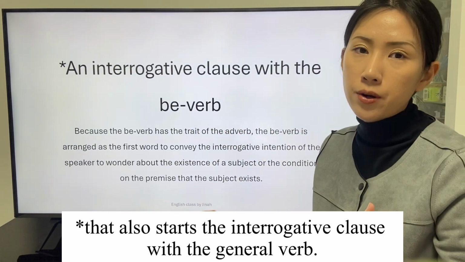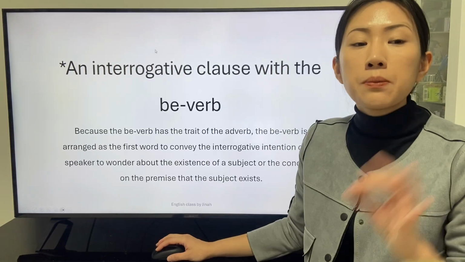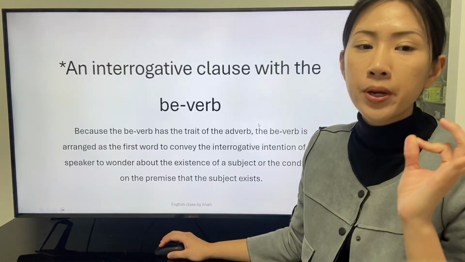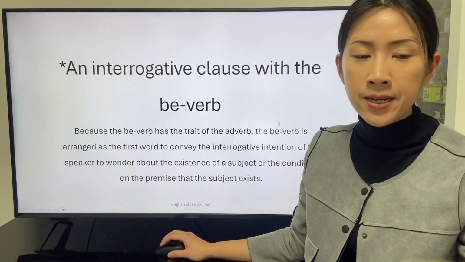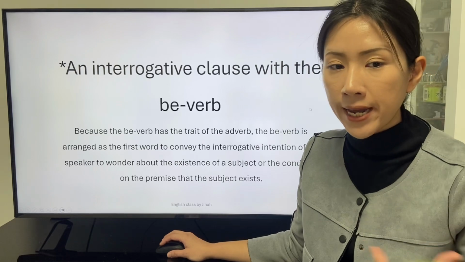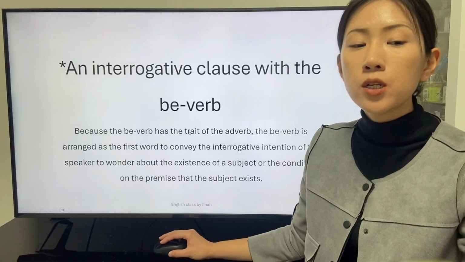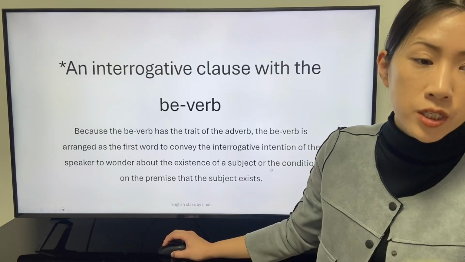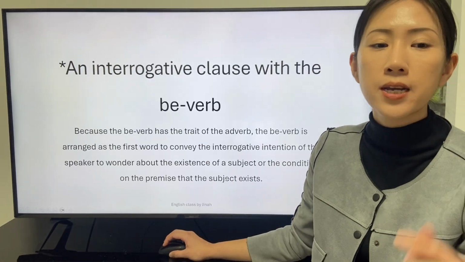The general verb. Because the be-verb has the trait of the adverb, the be-verb is arranged as the first word to convey the interrogative intention of the speaker, to wonder about the existence of a subject or the condition on the premise that the subject exists.